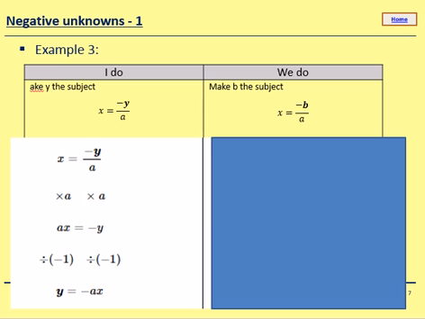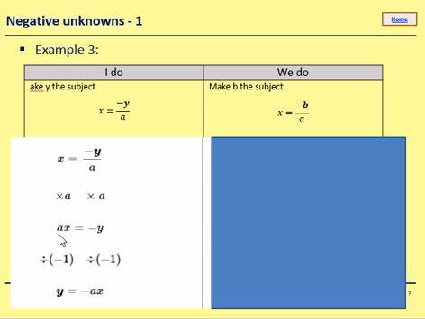Okay, so example 3 sees us with x equals negative y divided by a. So we've got a fraction and we've got negative y as the numerator of that fraction. So negative y is being divided by a and we want to get rid of that. So let's do the opposite. Let's multiply both sides by a to get rid of this a on the bottom.